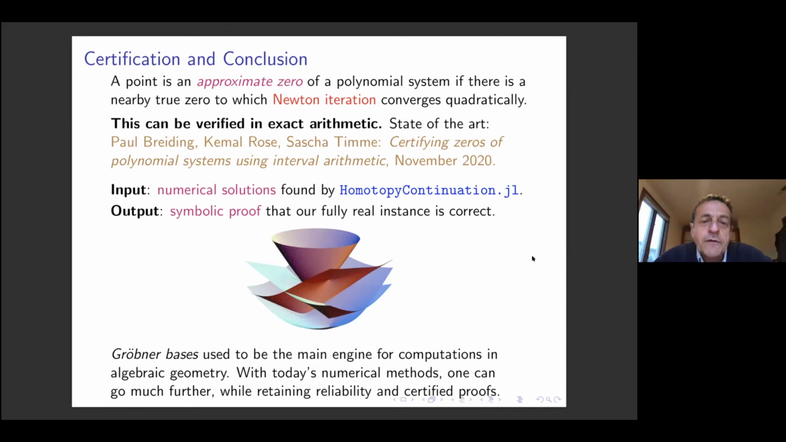So it's a common frustrating experience for a user. Your friends down the hall in the math department tell you, please try Gröbner bases on your problem.